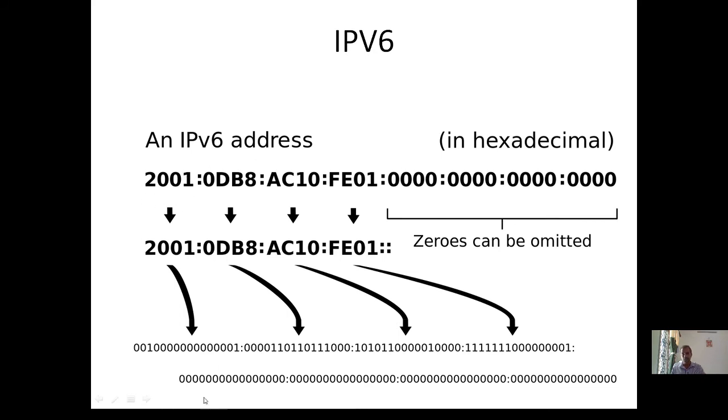Each field has 16 bits. This is a 16-bit field, which is represented as 2001. Another 16-bit field is represented by 0db8. This way, IPv6 addressing is done.